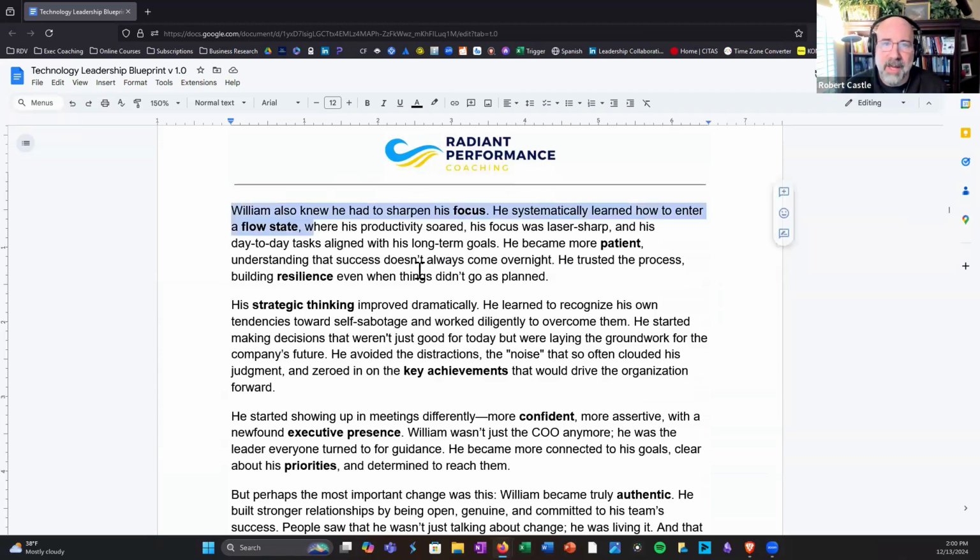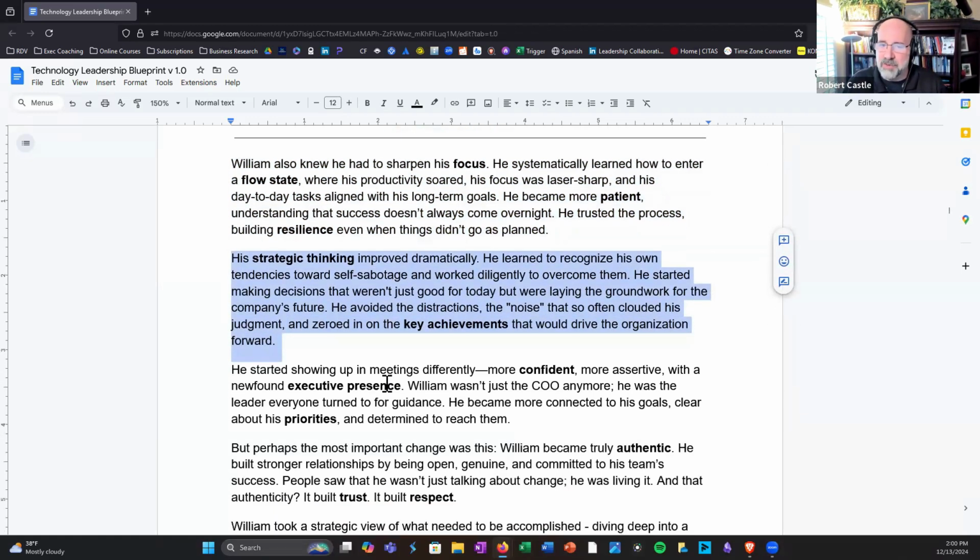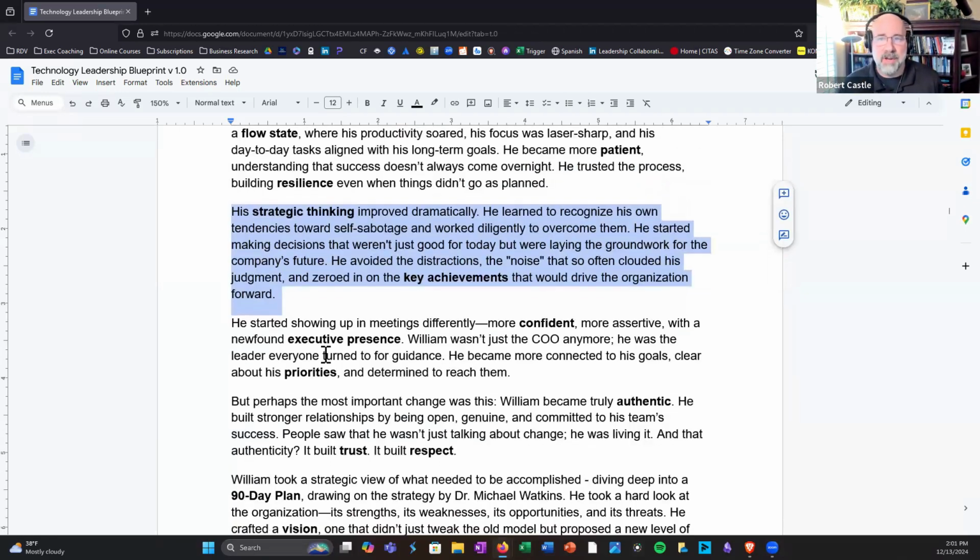William also knew that he had to sharpen his focus. He systematically learned how to enter a flow state where his productivity soared, his focus was laser sharp, and his day-to-day tasks aligned with his long-term goals. He became more patient, understanding that success doesn't always come overnight. He trusted the process, building resilience even when things didn't go as planned. His strategic thinking improved dramatically. He learned to recognize his own tendencies towards self-sabotage and work diligently to overcome them.